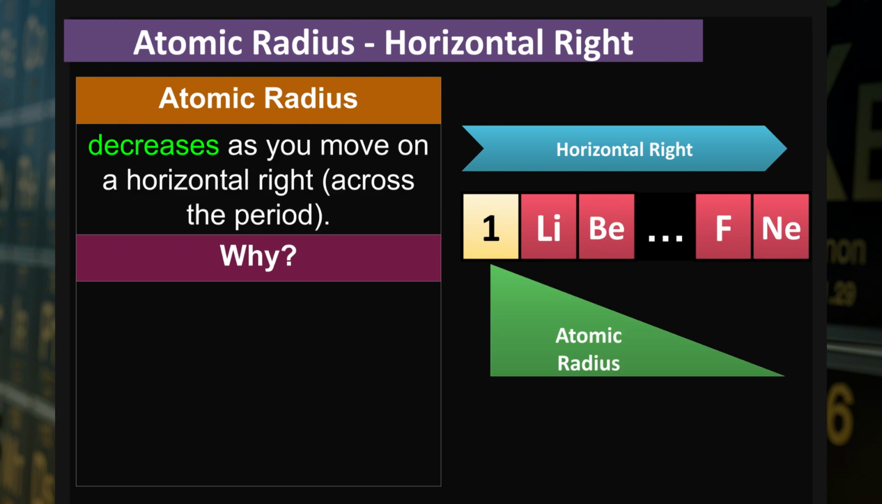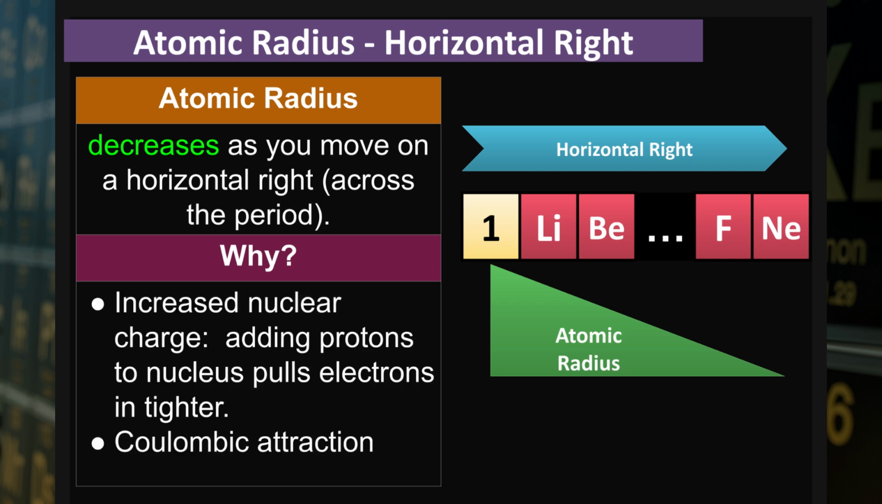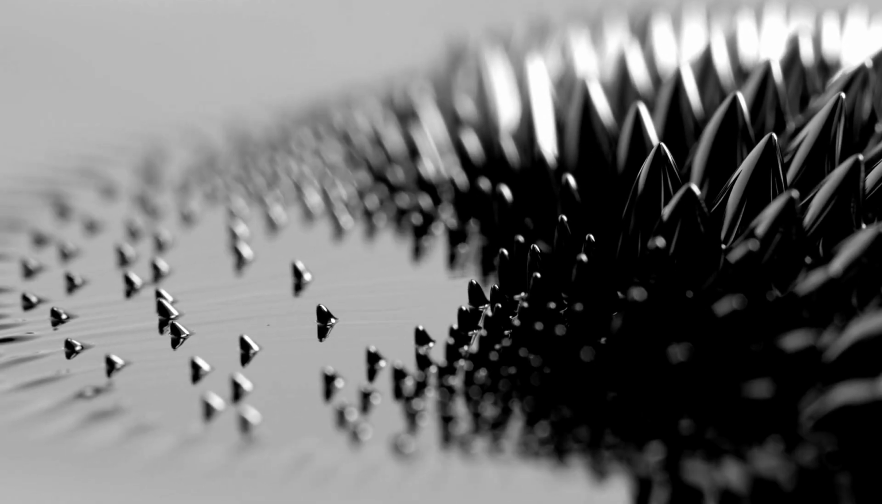So what happens? The atomic radius actually decreases, or gets smaller, as you move horizontally to the right on the periodic table. Why does this phenomenon happen? Well, it's because there's an increased nuclear charge. When you add protons to the nucleus, the protons actually pull the electrons in tighter.